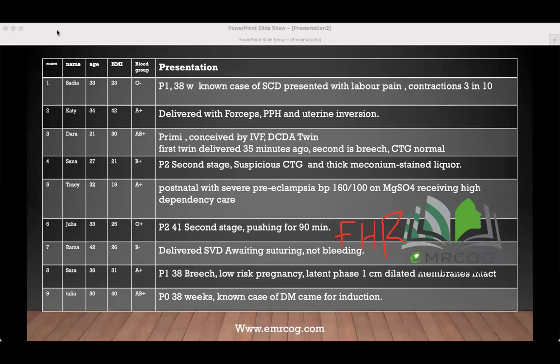Ma'am, can I try also? Yes, please. Okay. I will divide into urgent, semi-urgent, and routine. Urgent will be labor room number 2, then labor room number 3, and after that I will review labor room number 5. Semi-urgent will be labor room number 1, labor room number 4, and labor room number 6. Others are all routine. 7, 8, and 9 are routine.